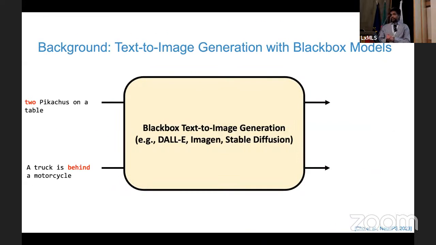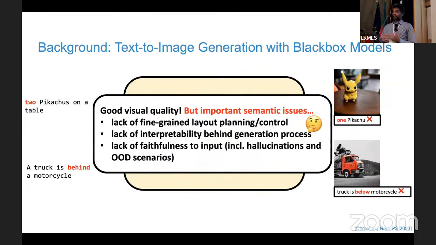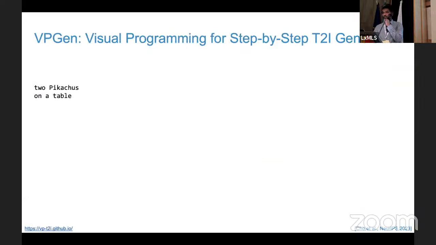Coming back to the motivation, this is a toy example. Suppose you have a prompt like 2 Pikachus on a table, or a truck is behind a motorcycle. With all these current image generation models, you will see some very nice images pop up, but very soon you'll realize a lot of important semantic issues. There's no fine-grained planning or control. There's no interpretability behind the generation process. And there's also a lack of faithfulness to the input, both in terms of positive and negative hallucinations, as well as out-of-domain scenarios. I'll give you more details next.